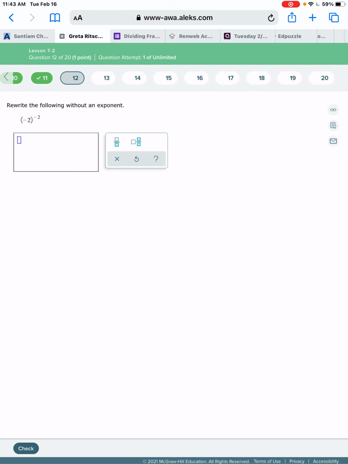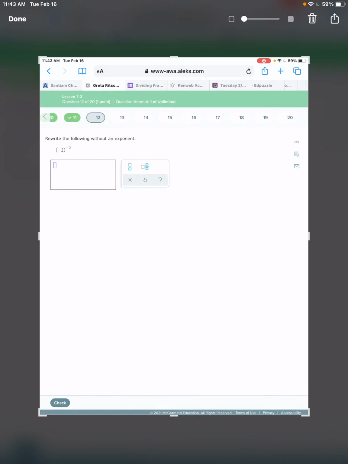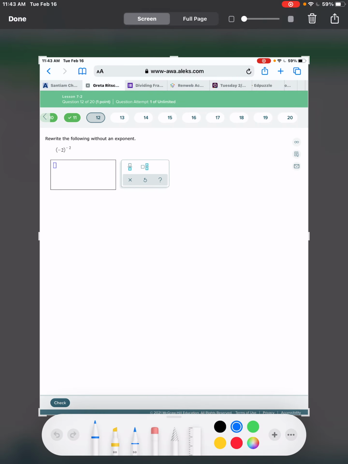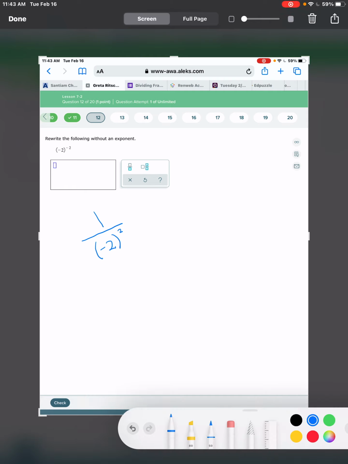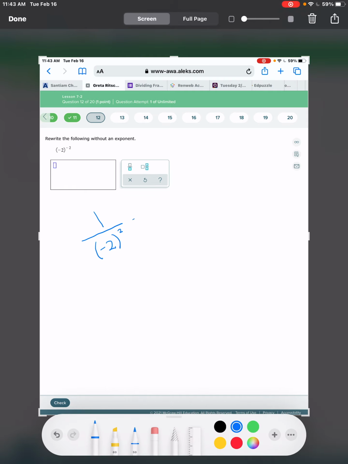-2 to the -2. So remember that negative exponents aren't negative numbers. -2 to the -2 means that we are going to put our -2 squared in the bottom of a fraction. Now it's happy, so we take away that negative exponent, but we still have a -2. -2 times -2 is 4. So this is just 1/4. -2 to the -2 becomes 1/4.